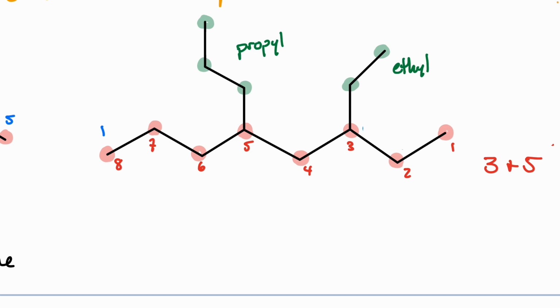And I'm going to assemble now which one of my substituents is going to go first in the name. Ethyl, right? The ethyl comes before propyl. E comes before P. So this would be 3-ethyl, 5-propyl octane.